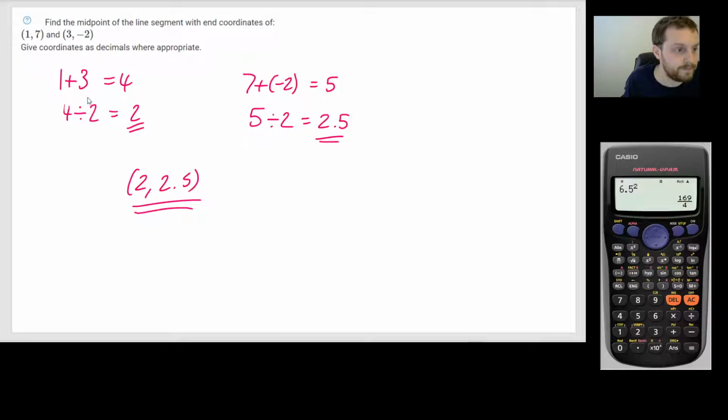And that's it. Now remember, coordinates have commas. So some people yesterday weren't getting these right because you were just putting spaces, or you were just putting full stops. Coordinates have commas, and you do need to make sure you put them in.